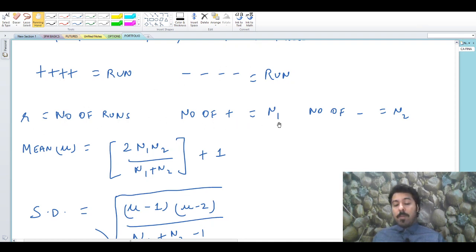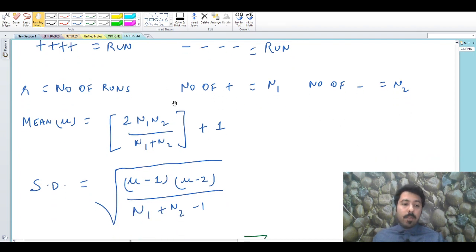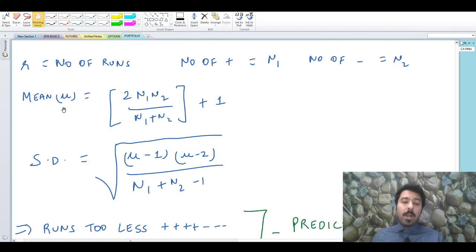Number of plus will be denoted by N1, number of minus will be denoted by N2. So out of 20, let us suppose 12 days market has gone up, 8 days market has gone down. So N1 equal to 12, N2 equal to 8. Okay. You'll be required to calculate the mean. There's a formula, you need to learn it: 2N1N2 upon N1 plus N2, the whole thing plus 1. Nothing to explain, you just have to learn it. I am explaining what you need to do.